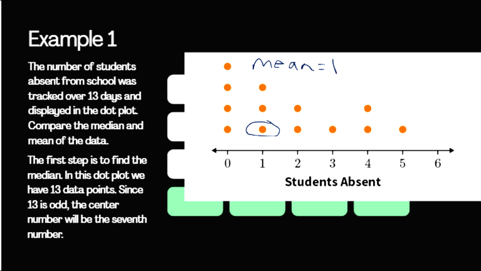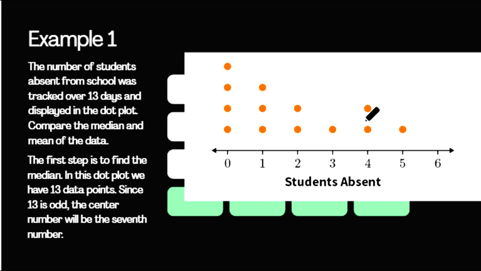Here is example number 1. The number of students, this is where everything started to derail for me. The number of students absent from school was tracked over 13 days and displayed in the dot plot. Compare the median and the mean of the data. The first step is to find the median. In this dot plot, we have 13 data points.